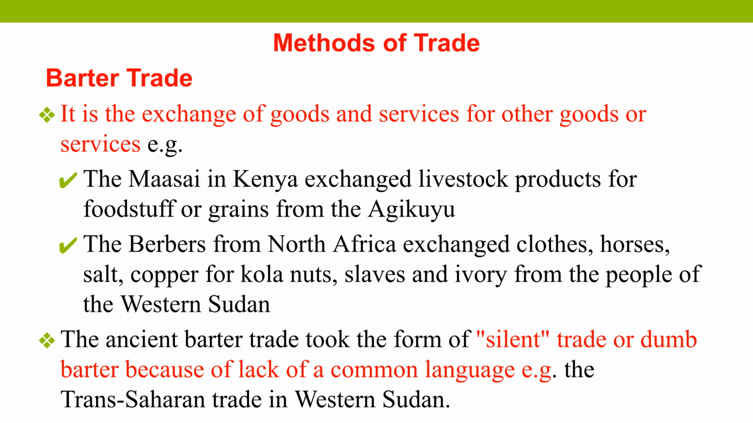Barter trade is the exchange of goods and services for other goods or services. Examples include the Maasai exchanging livestock products for grains from the Agikuyu, or the Berbers exchanging clothes and other items for kola nuts and ivory. Historically, silent trade or dumb barter was used when a common language was absent. Barter is still used in modern times.